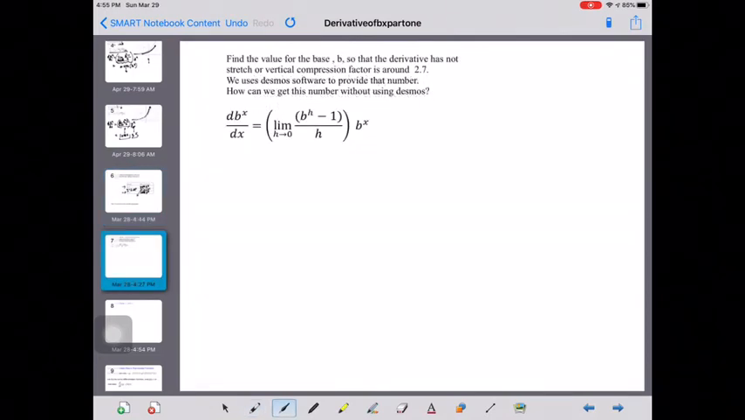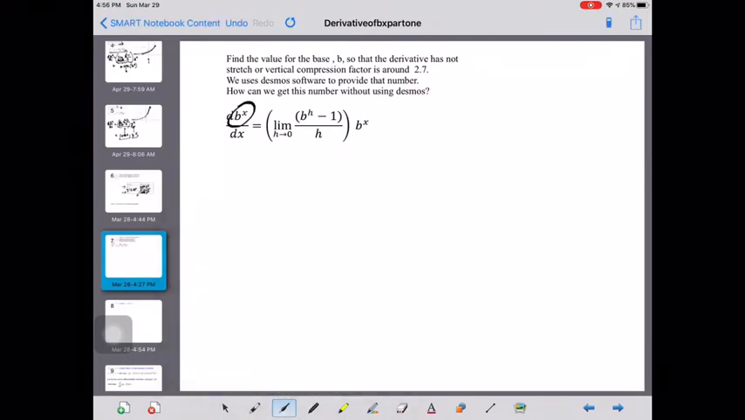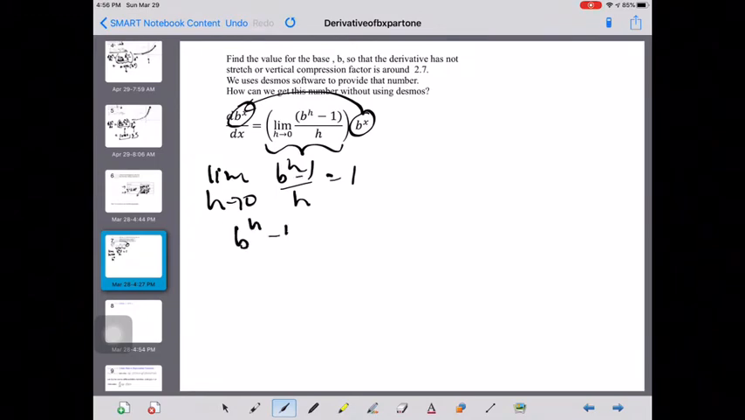So we got a base of 2.7-ish or 2.6-ish from Desmos, but I'm going to show you how you can get 2.7-ish without using Desmos. In this case, we have b to the x, and I want the derivative to be exactly the same as the original function. But in order for that to happen, this value in front has to equal 1, meaning there should not be any compression factor or stretch factor. So I'm going to set the limit equal to 1.